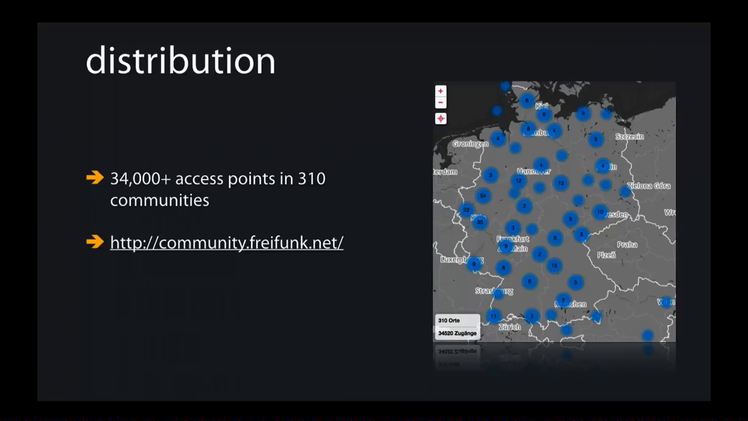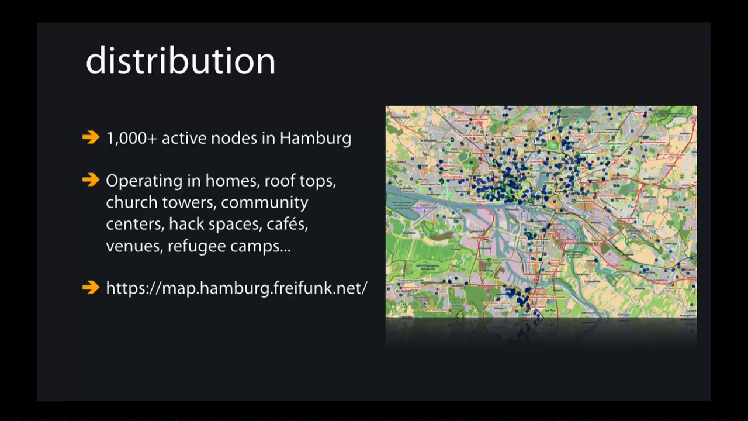Once again, since I'm from Hamburg, I take Hamburg as an example. So you would see all those little dots over the map of Hamburg, and all those are Freifunk nodes. Currently we have more than 1,000 nodes active, and they are randomly distributed throughout the city because there is no plan behind. They are set up by random people in random places. So they operate basically anywhere: in homes, on rooftops, church towers, in community centers, hack spaces, of course in cafes and venues, anywhere. And two or three years ago, we started to also provide access to refugee camps.